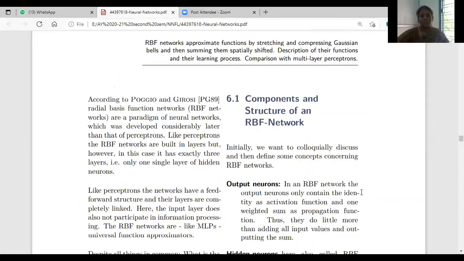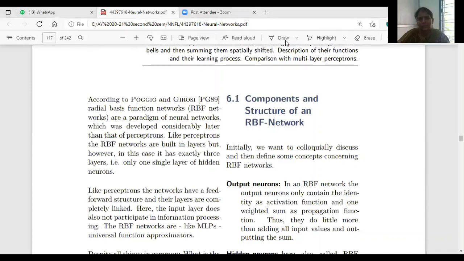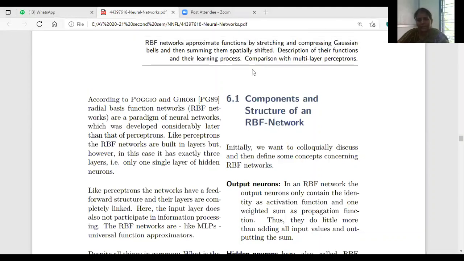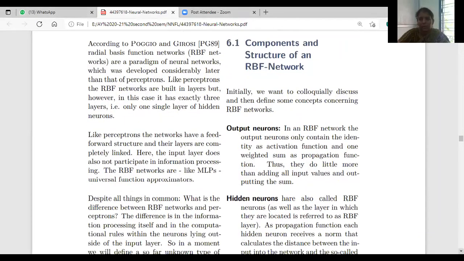So, like your perceptron, single layer neural network, radial basis function neural network is also built in layers, but it has exactly only three layers. Okay, one input layer, one hidden layer, and one output layer. So perceptron networks have a feed forward structure. Their layers are completely linked to each other.